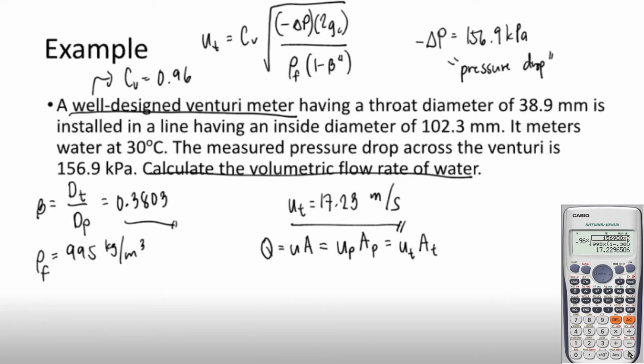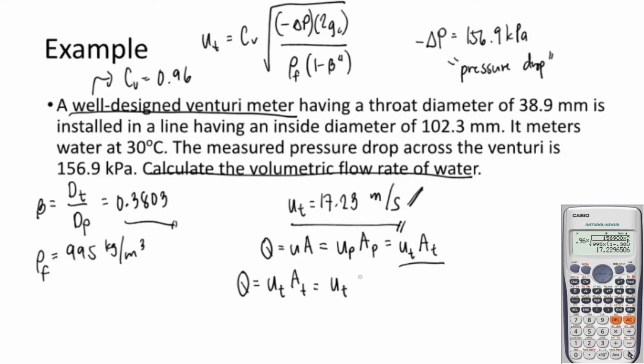Now, the question is, which among these two should we choose? Well, it depends on what we have determined. We have determined the velocity at the throat, and we also know the diameter at the throat, so we can use this second one. Let's solve this as Q is equal to velocity at the throat multiplied by the cross-sectional area at the throat. So this is velocity at the throat times pi over 4 times diameter of the throat squared.